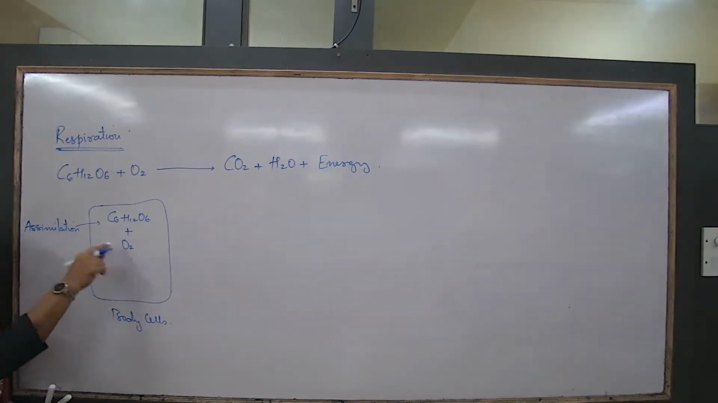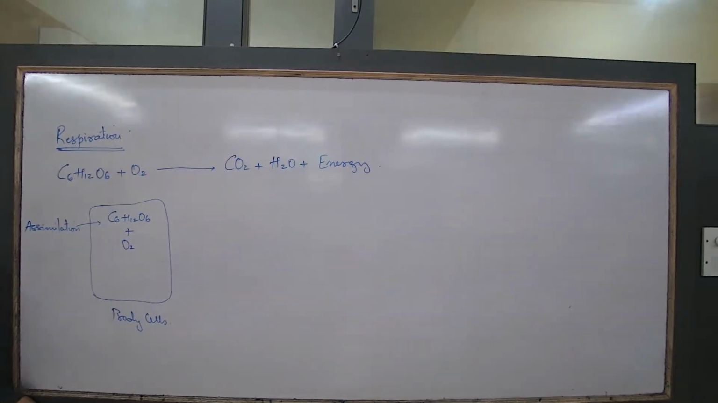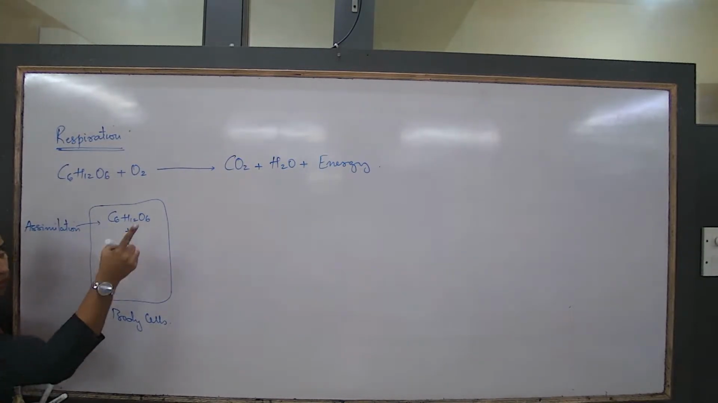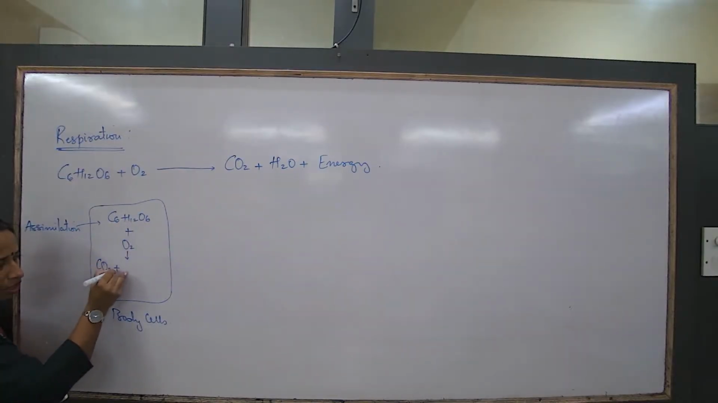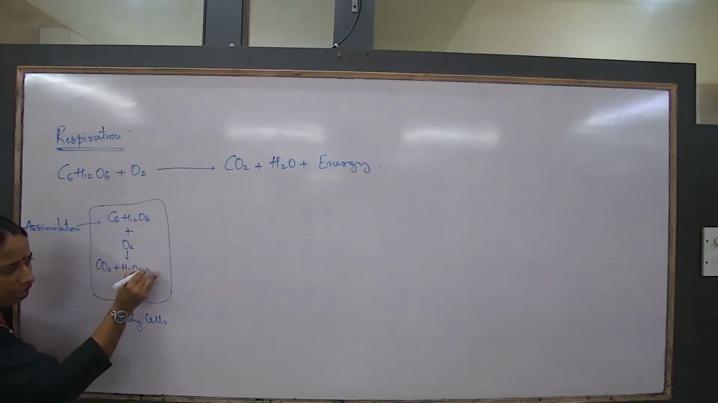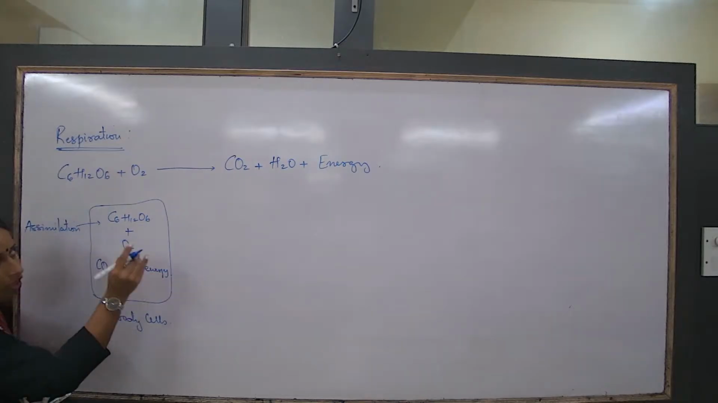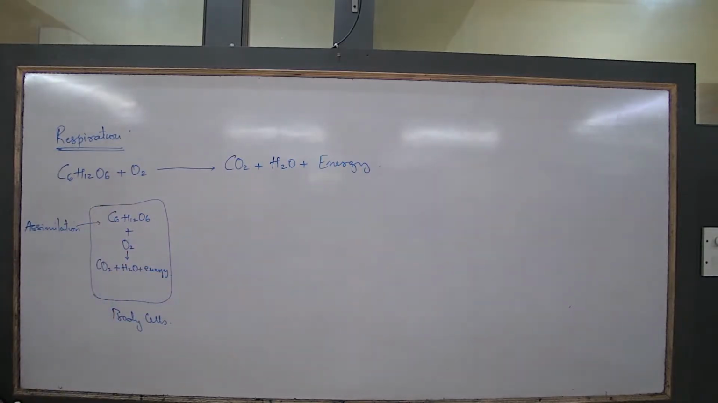Where will the oxygen come from in the body cell? By the way of breathing. So glucose is obtained, and as soon as the body cell gets an adequate amount of oxygen, what are the products? The products are carbon dioxide and water and energy. This is what we are talking about as respiration.